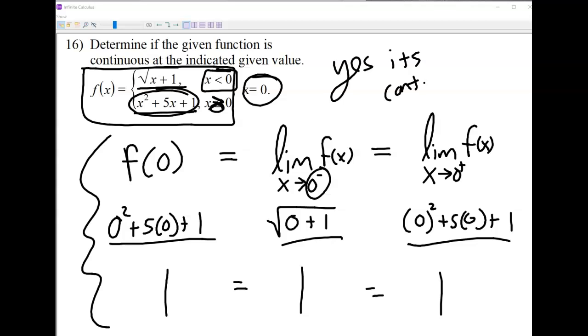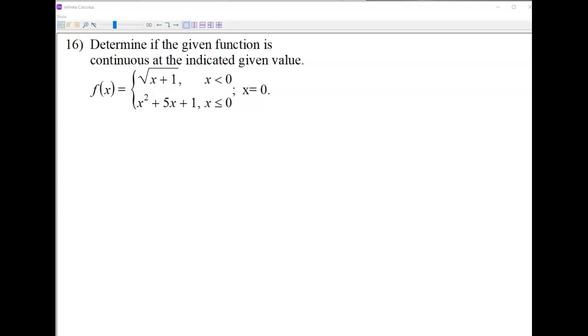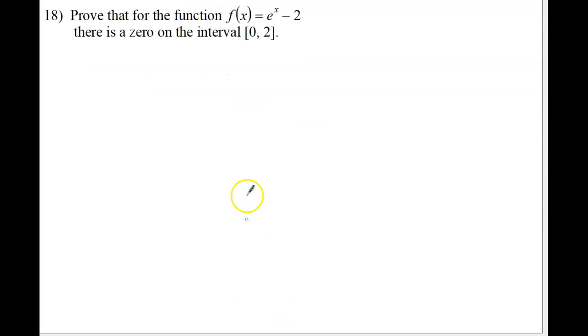Okay? Let's go ahead and take a look at our next problem here, number 18. Okay, so this one is also another free response question, and this is actually from Monday's lesson. We're trying to prove that a specific y value exists on an interval, and that's the intermediate value theorem. Okay, so how do we do that?